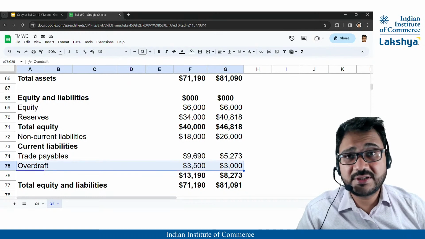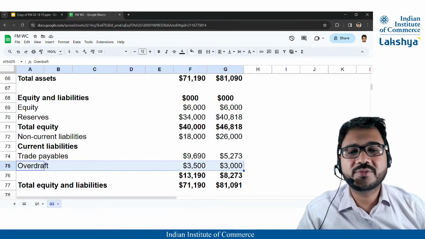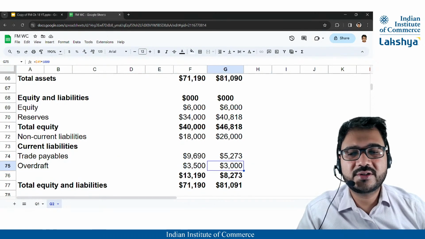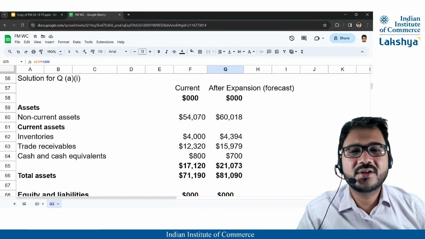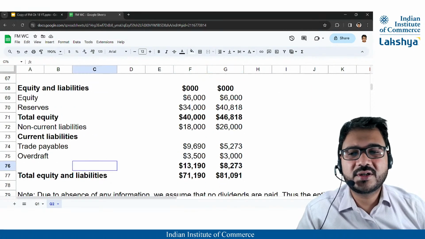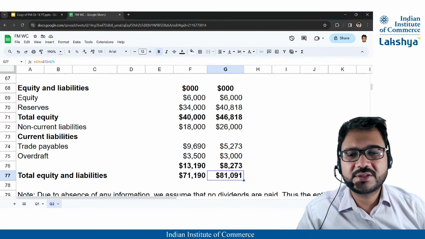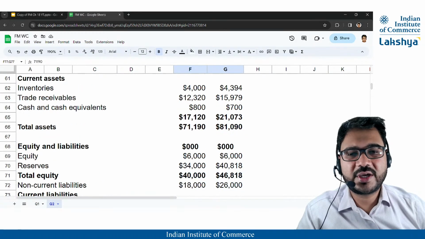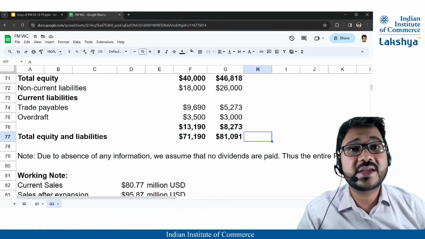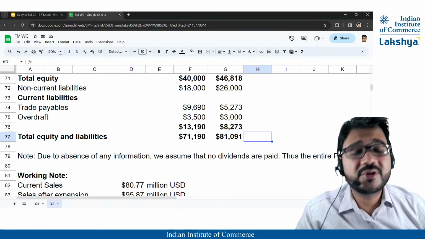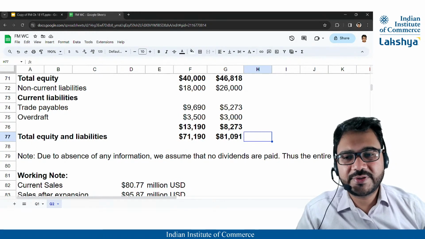Overdraft, they explicitly mentioned that the limit drops to 3 million. So you're putting it at 3 million. We are assuming that it is utilized. So that's how, and you can just do a quick check whether it tallies. Yes, it tallies. That means everything you are doing is proper so far.